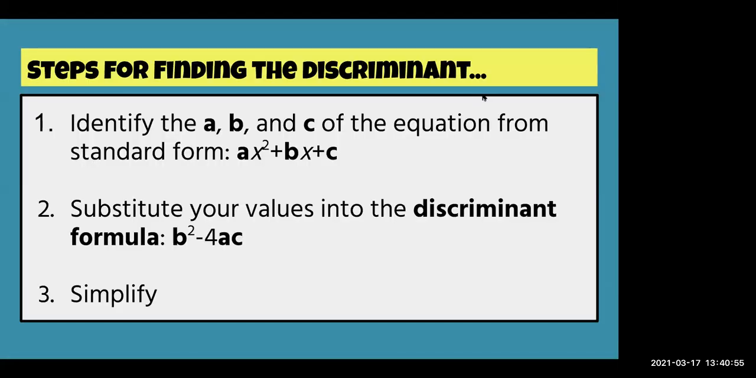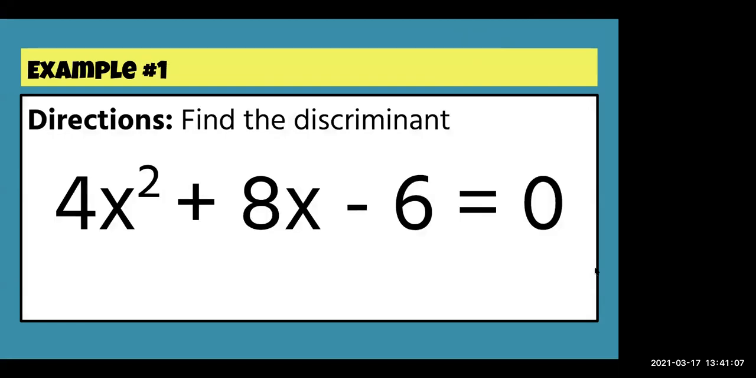Let's try 3 different examples. First, I'll go through each example by hand, and then I'll go back through each example using a graphing tool. Example 1 is 4x squared plus 8x minus 6 equals 0.